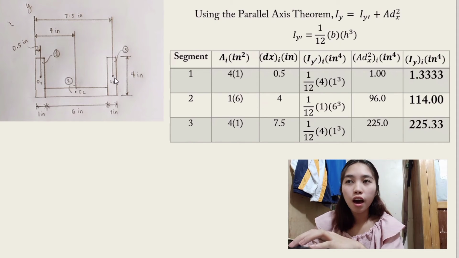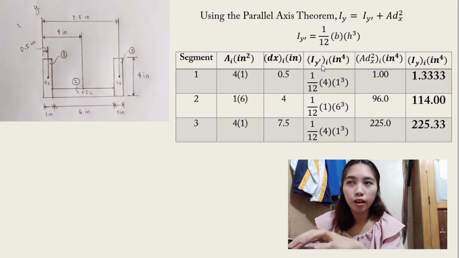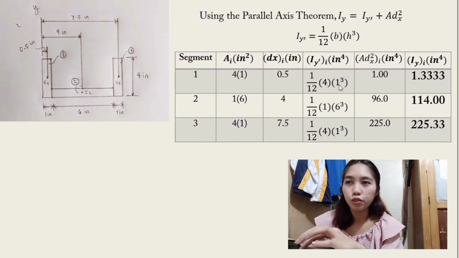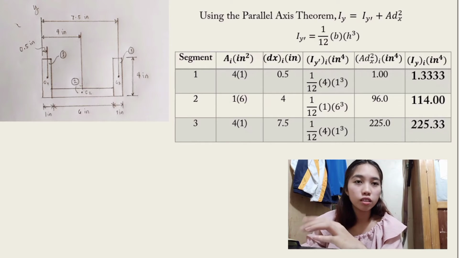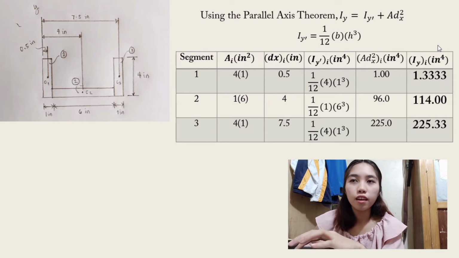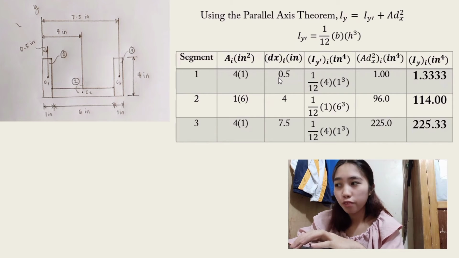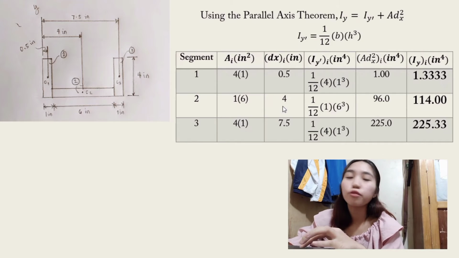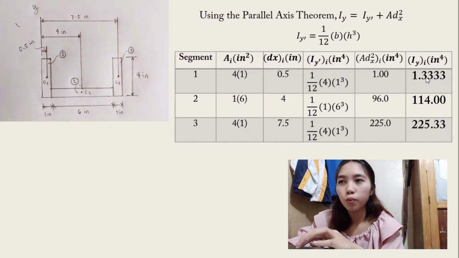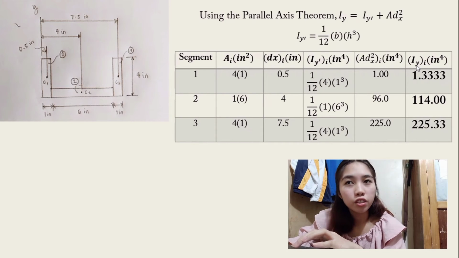We get the Iy prime by this formula, which is 1 over 12 times the base times the cube of the height. The base of segment 1 is 4 and the height is 1. So we just substitute the values, and then the 96 and 225 came from the square of 0.5, or the center of the segment from the y-axis, multiplied by the area. So we got 1.